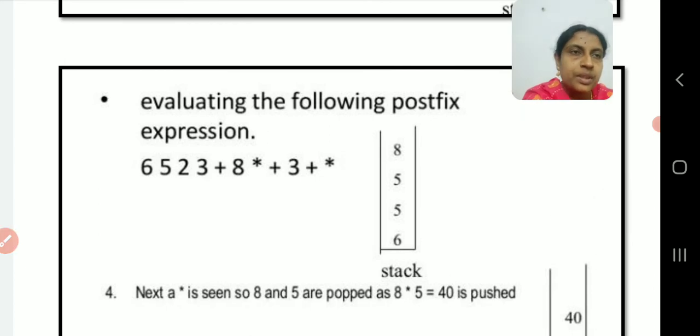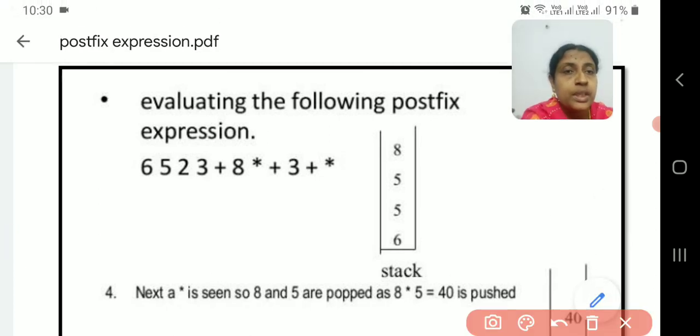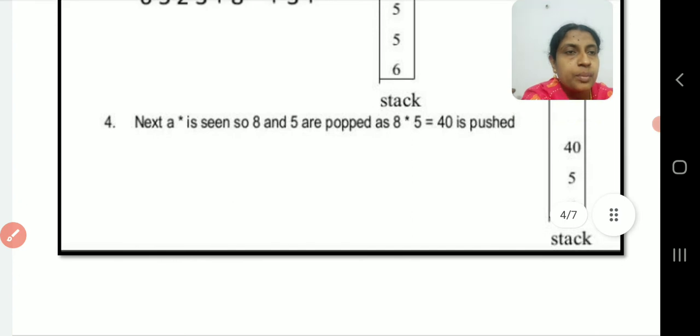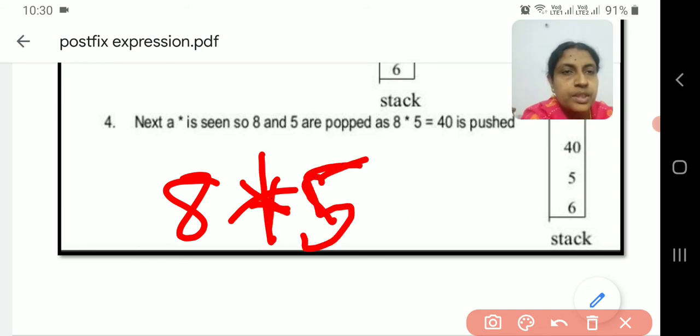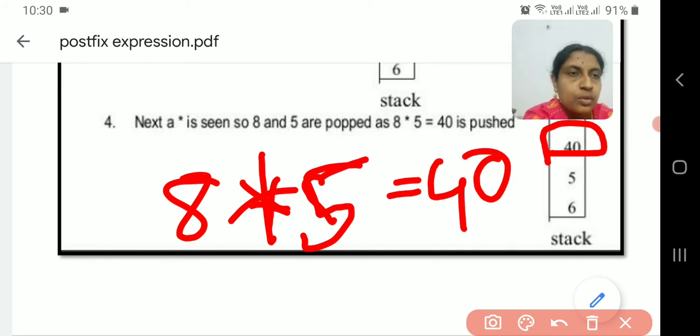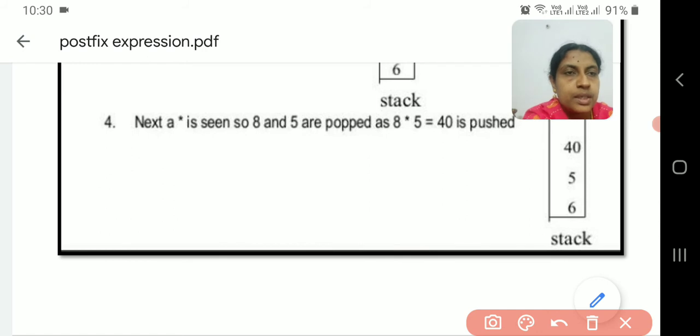Once again, when asterisk comes, what do we need to do? You need to pop out the last two values. So in that case, 8 and 5 will be popped out, and the symbol we get is multiplication. So 8 into 5, you will get 40. This is the multiplication symbol. You will get 40 as the answer. So enter 40.